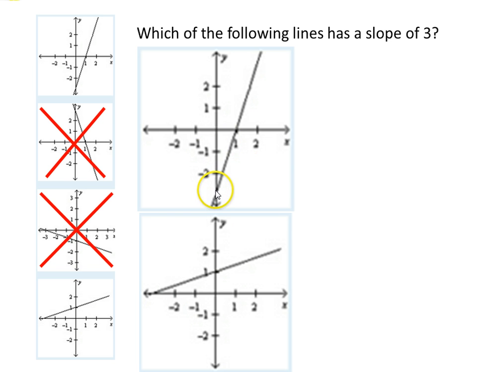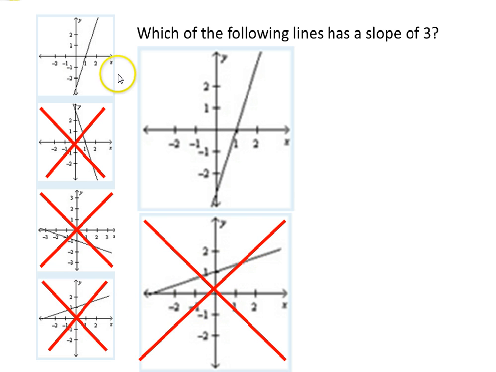Whereas if I pick this point, I'm at negative 3, and if I go up 1, 2, 3, and then right 1, oh, I am on the line. If I go up 1, 2, 3, and then right 1, I'm on the line again. So this cannot be our answer, and this is the line right here that has a slope of 3. It's a positive slope. It's going up from left to right, and if I treat our slope as a fraction, rise over run, up 3 and over 1, I'm ending up on the line.